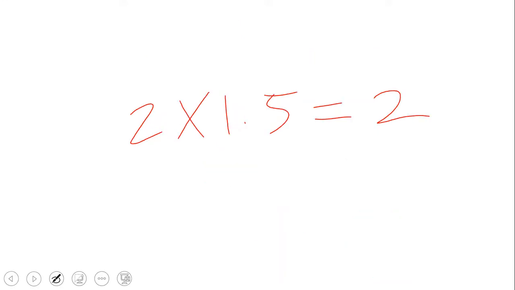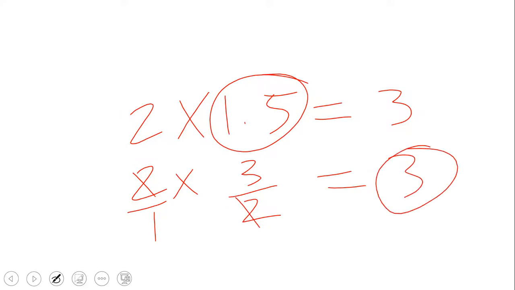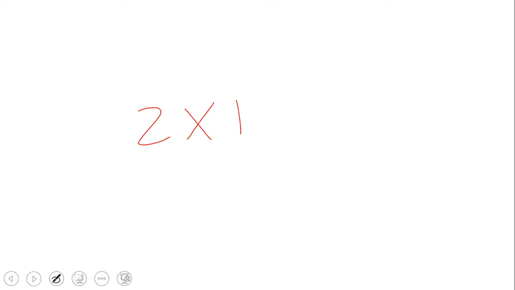And how is that the case? Well, let's actually do it. The reason why we know is because we have 2 times 1.5, which is 2 times 3 over 2. This 2 and that 2 cancel out, leaving us with just the 3. So 2 times 1.5 is definitely 3.